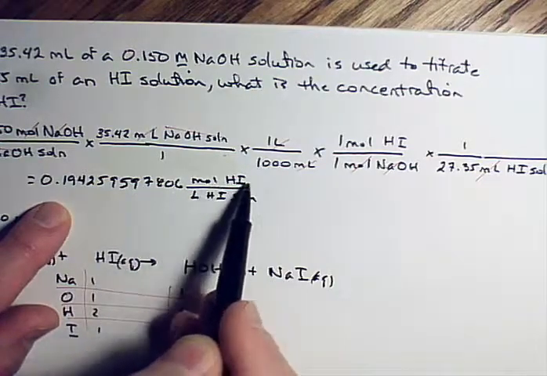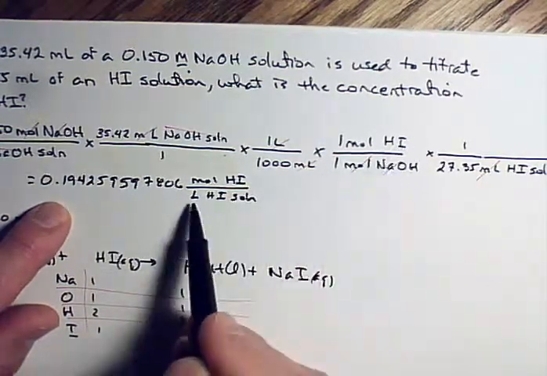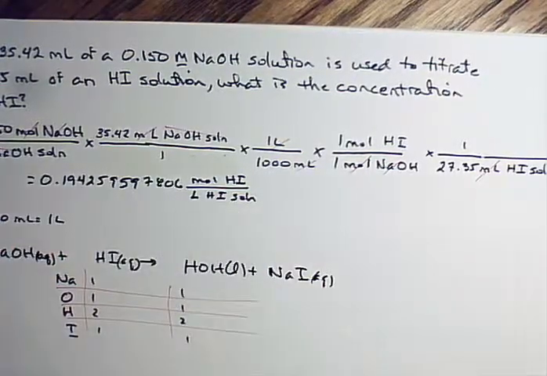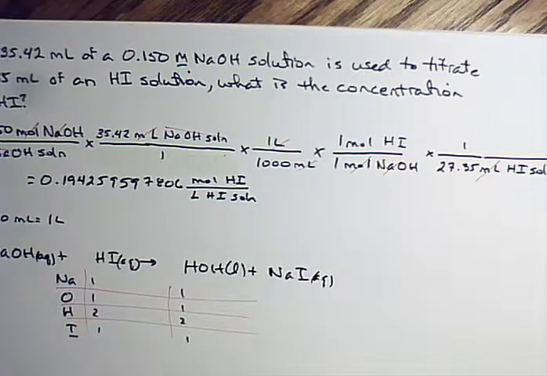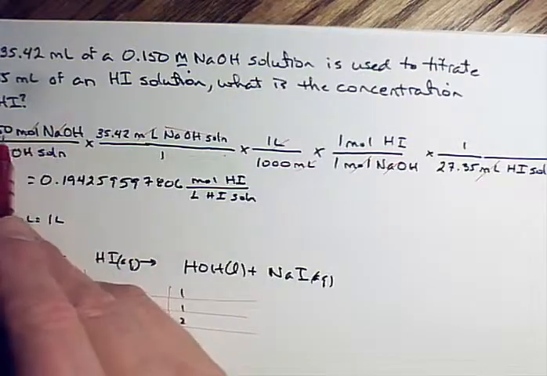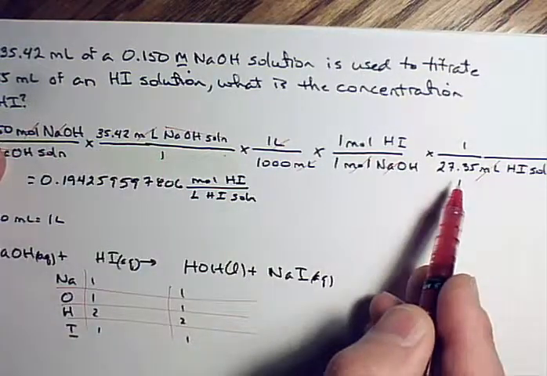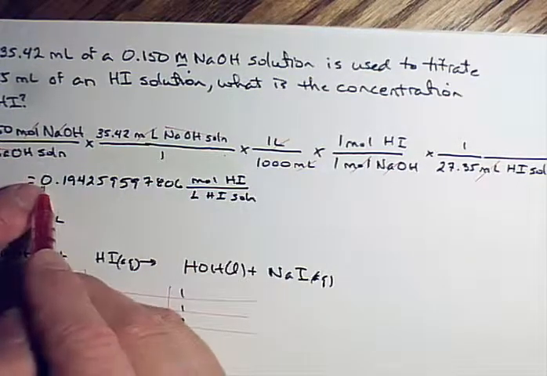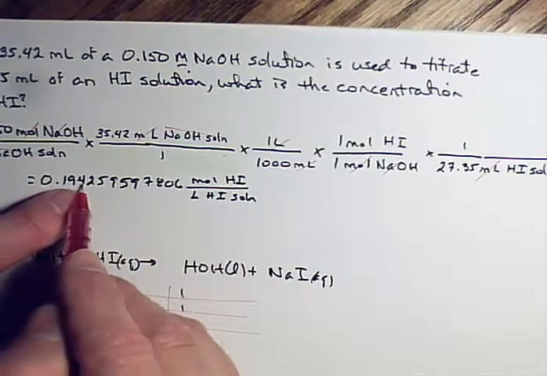0.1942595997806 moles of HI is what I have on the top. Liters on the bottom of HI solution is what I have. And so we need to get our significant digits right. I've got 3 significant digits here. The leading zeros are not significant of the measured and calculated numbers, and those are the ones we use for figuring out significant digits when we're doing multiplication and division. This one has 3, this one has 4, this one has 4. We want the final answer to have the same number of digits as the measured or calculated number with the least digits. Leading zeros are not significant. 1, 2, 3 significant digits.